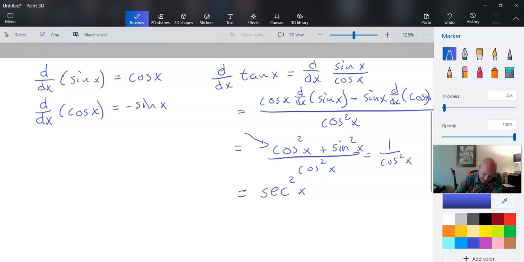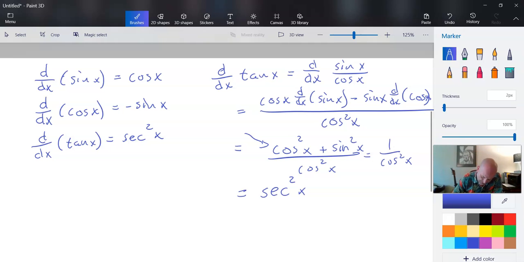Right? And so the derivative of tangent is secant squared. Right? That's kind of cool. Now, the other two follow from a very similar thing. All you do is take secant and write it as 1 over cosine, take cosecant and write it as 1 over sine, and use the quotient rule again.